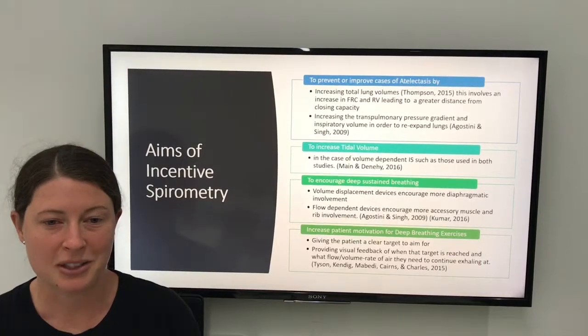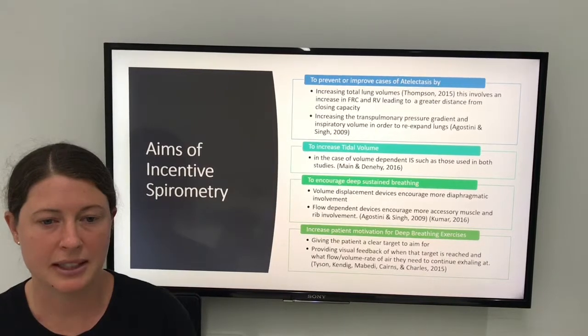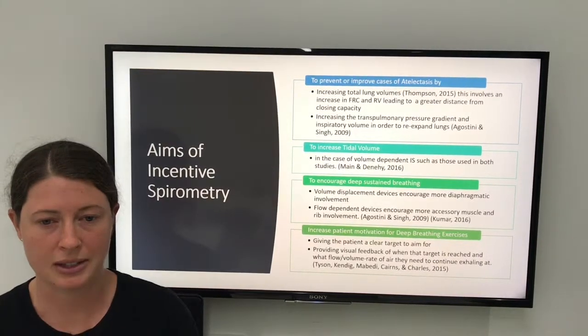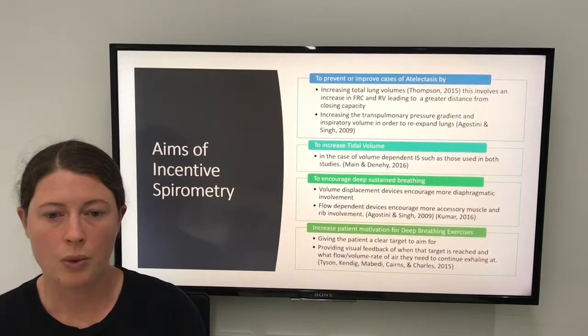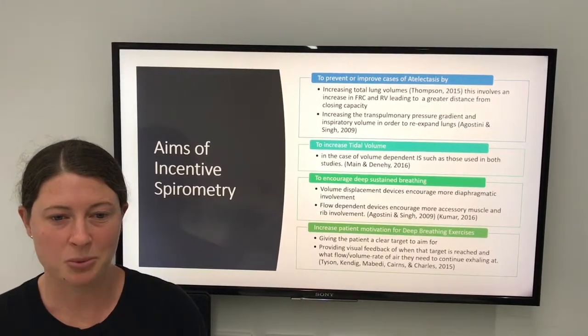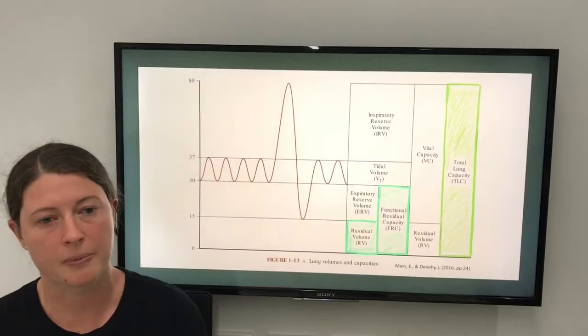Volume displacement devices, such as those used in both of the studies provided, have been seen to encourage deeper breathing by increased recruitment of the diaphragm, resulting in decreased work of breathing, where the flow-dependent incentive spirometers have been found to increase accessory muscle use and increase work of breathing.